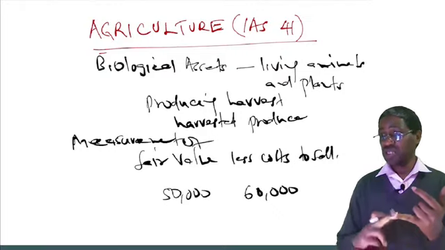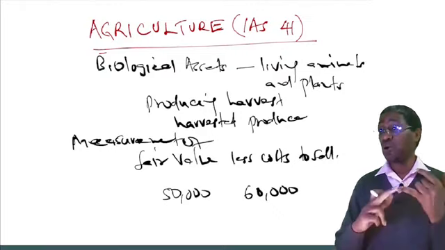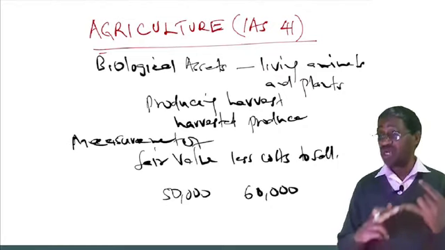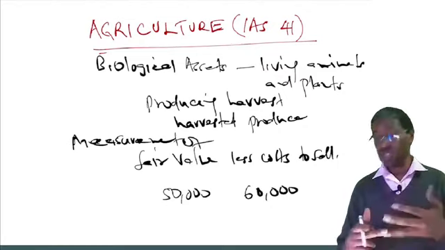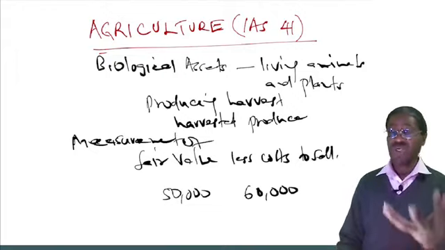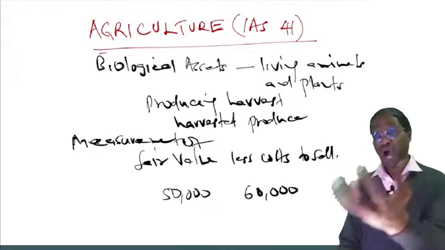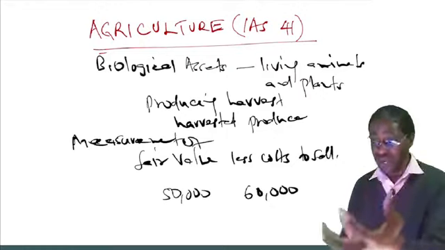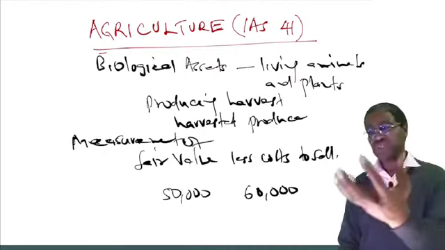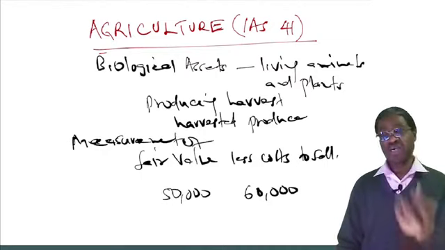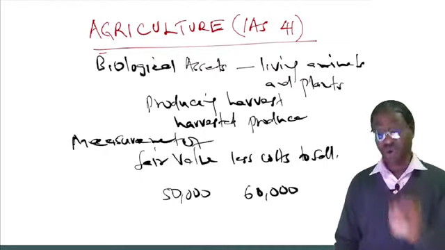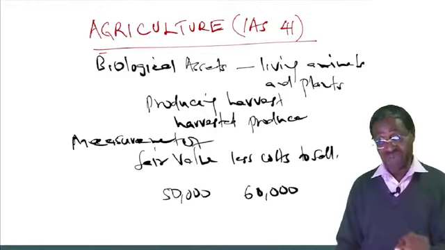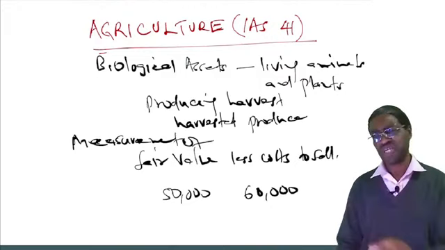We have said it is any living animal or plant that is used in producing harvest or harvested produce. Like I've said, from animals like sheep, you harvest wool. From animals like cows, you get milk. From chicken, you get eggs. From coffee plant, you get coffee beans. From tea, you get tea leaves. Those are the kind of produce that you can get.